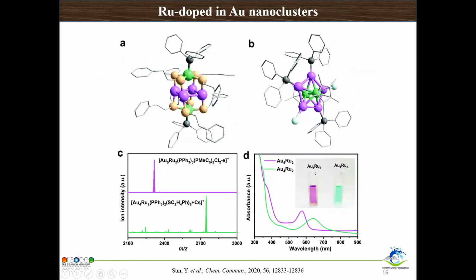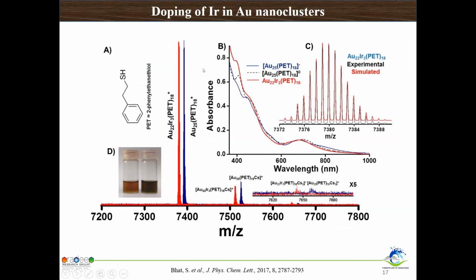Recently, a ruthenium atom was doped in gold nanocluster, and as we know, ruthenium can have magnetic properties. So this nanocluster can show some magnetic properties. This work also shows the opportunity to synthesize many other nanoclusters in silver and copper. From our lab, we have obtained the doping of iridium in gold nanocluster.